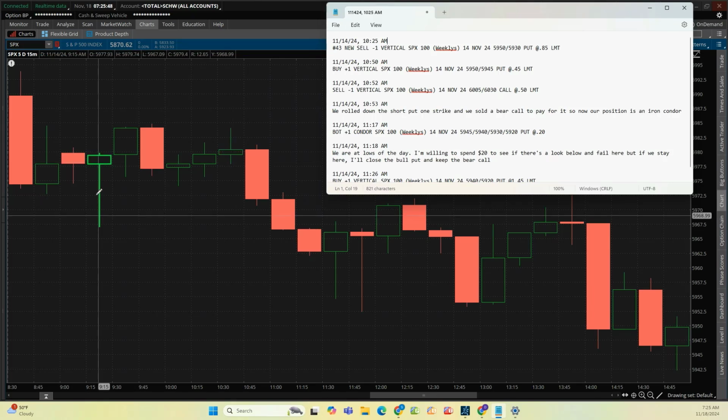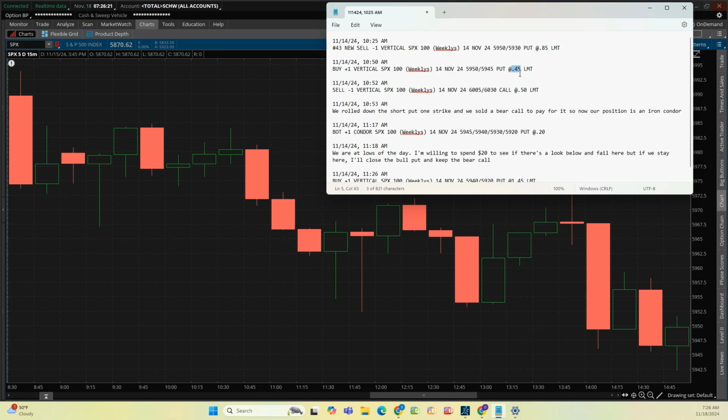I had a hammer candle here. So that was the idea, that we would take out that high. We clearly didn't. So during this candle, I could get a sense for, okay, we took out the low of that candle. We could be going down. So what I did, I started off with a 59.50 short put. I rolled that down to 59.45. So that cost me 45 cents.